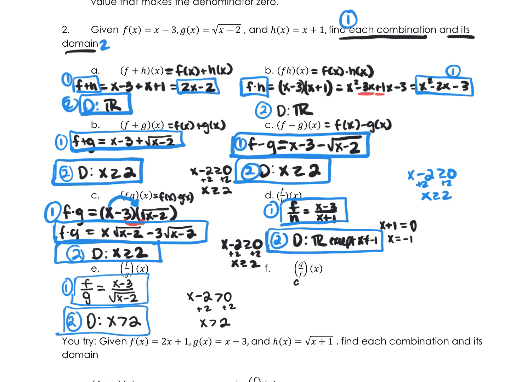So last one here, we'll do G divided by F. So that'll be square root of x minus 2 in the top and x minus 3 in the bottom. So your domain here, this is one of the interesting ones. You'll have x is greater than or equal to 2 because of this, and then the exception on top of that.